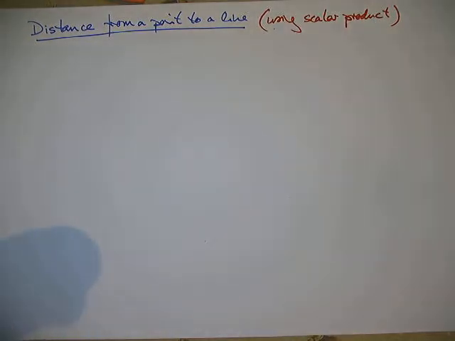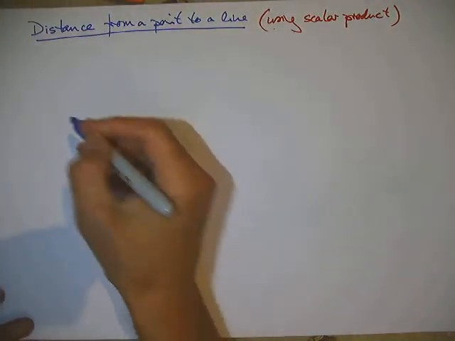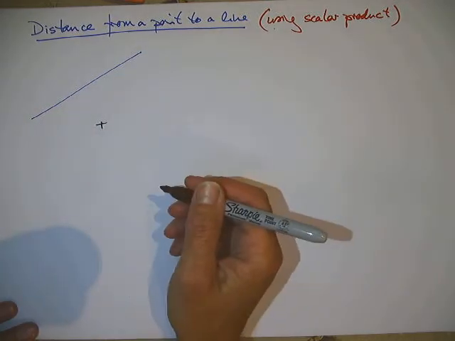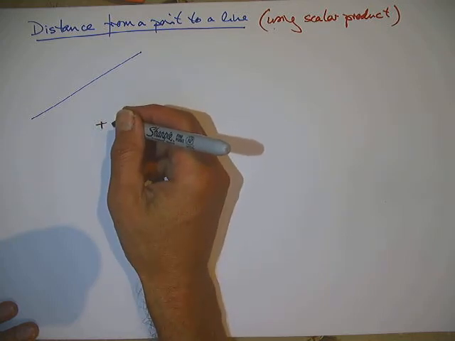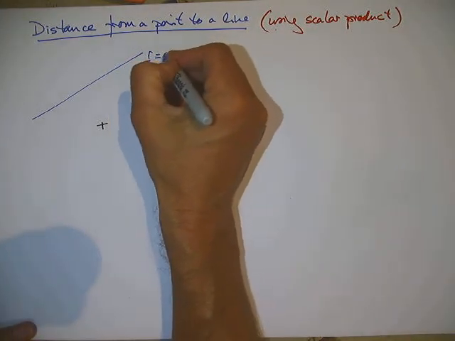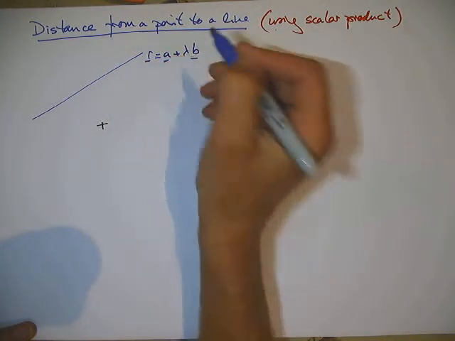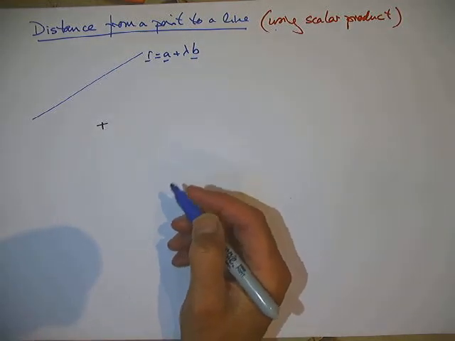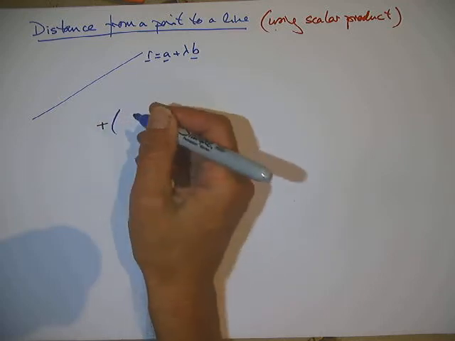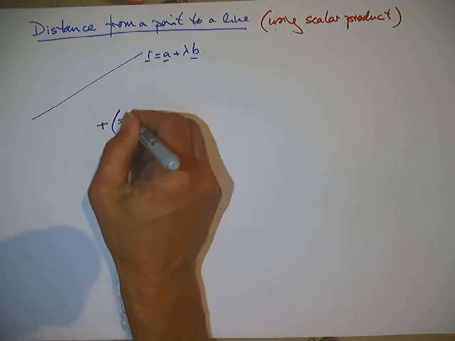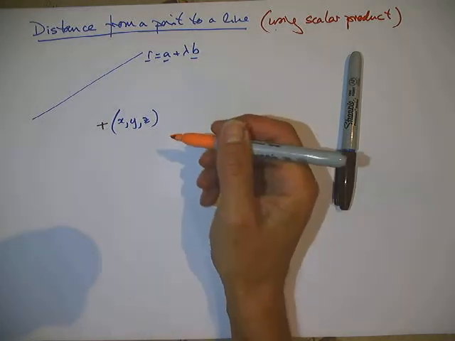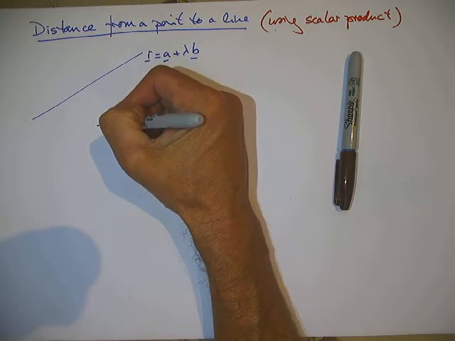And the book's got a good example. I'm going to use something similar, but before I do, I'm going to do the following. Imagine we've got a line and we've got a point, okay? So we've got a line whose equation is r equals a plus lambda b, and we've got a point which just has coordinates x, y, z.